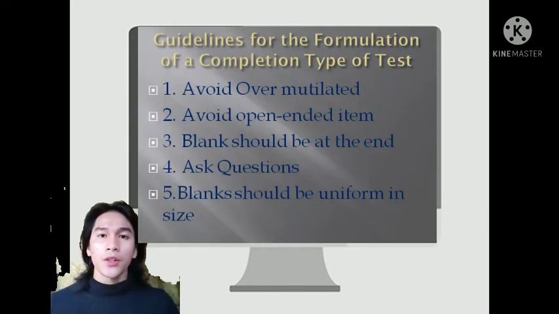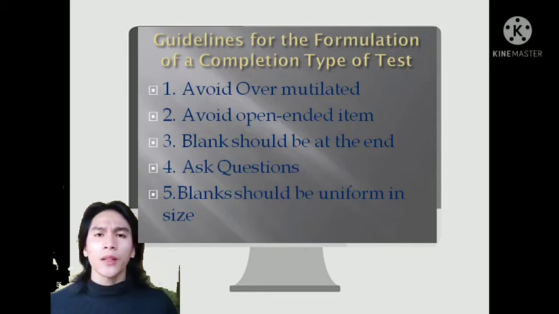Guideline for the formulation of a completion type of test. The following guidelines can help you formulate a completion type of test. The fill-in-the-blank type. Number 1. Avoid over-mutilated sentences. Give enough clue to the student. Number 2. Avoid open-ended items. There should be only one acceptable answer. This item is open-ended, hence no good test item.